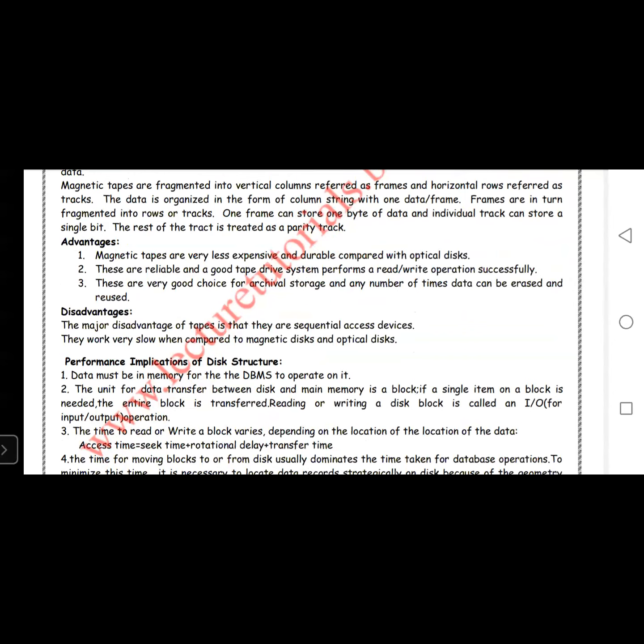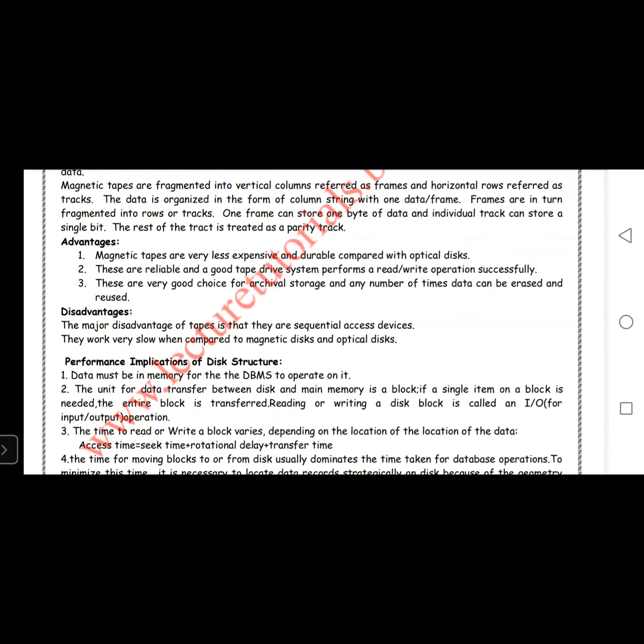Okay, so the major disadvantage of tapes is that it is a sequential access device. What is the meaning of sequential access? For example, say we have 100 frames. If we want to access the 80th frame, then we need to go through the first one, the second one, the third one, up to our required frame. So that means it is a very slow access.